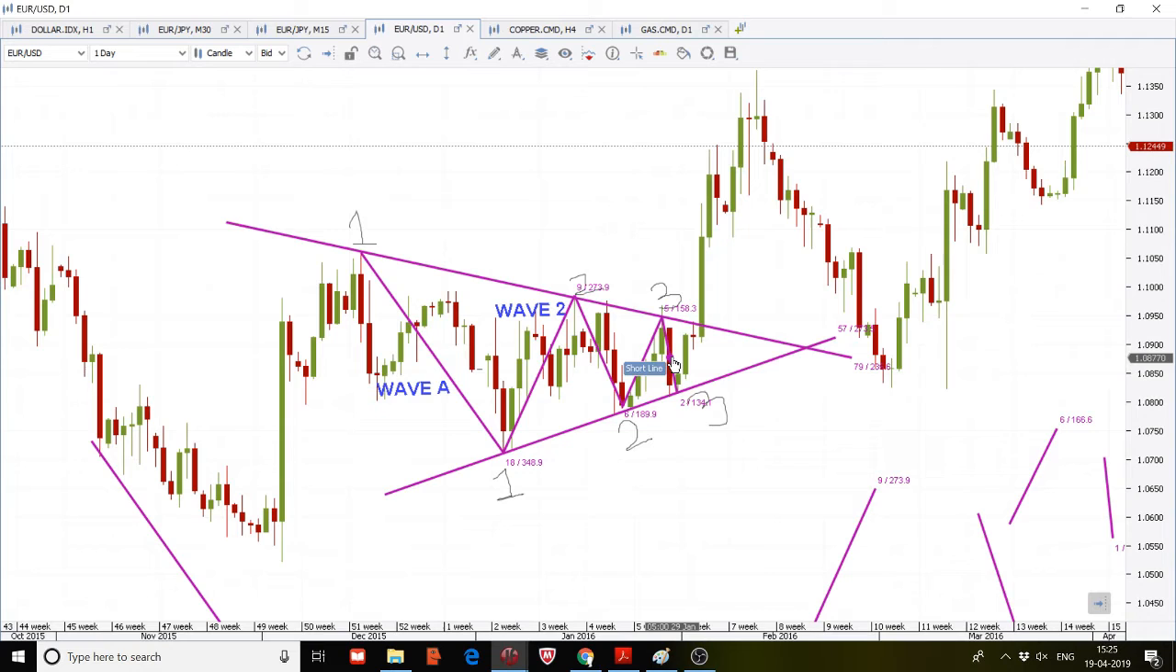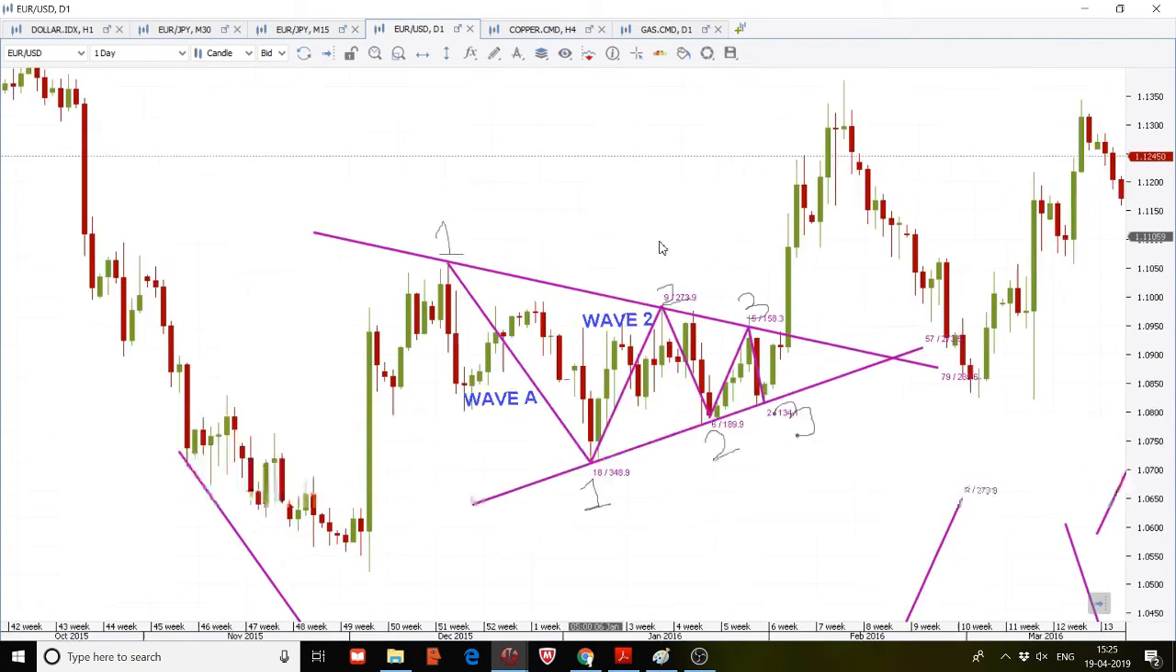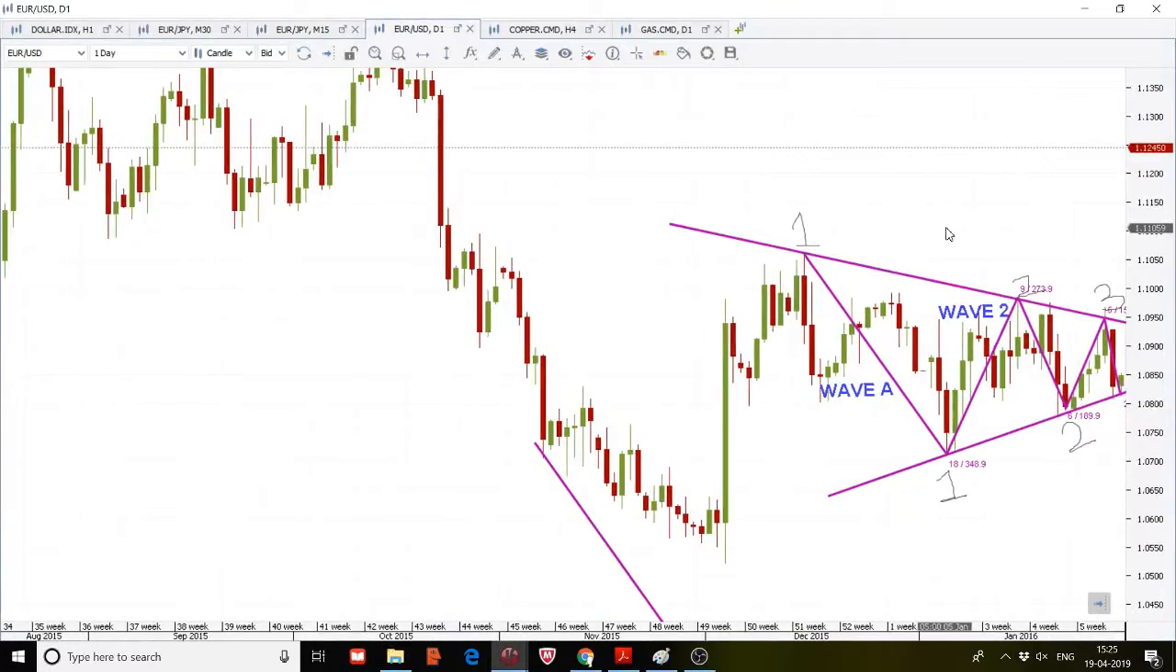Finally you have got the breakout. If you can, do a little twist here. What you can do is, as soon as you get two touches on the trend line, because when we are here we don't know what is going to happen next.